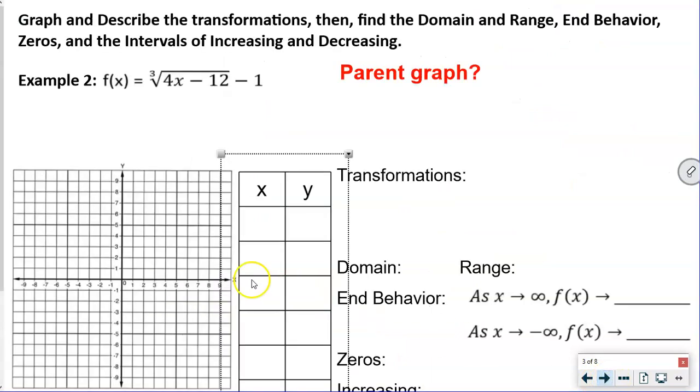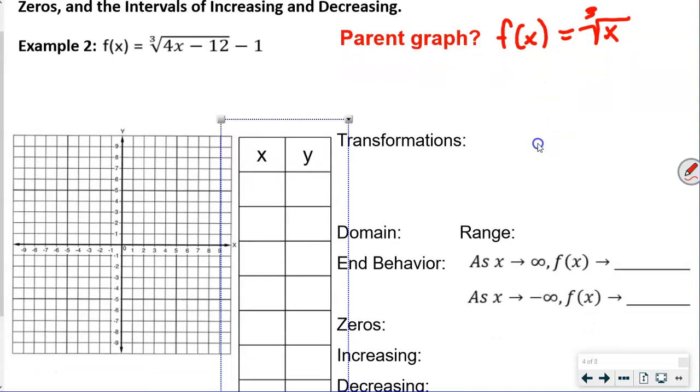Okay, so now the next problem we're going to do, number 2, is f of x is equal to the cube root of 4x minus 12, minus 1. So on this one, again, our parent graph is f of x is equal to the cube root of x, okay? So I'm going to scroll down here a little bit. Now I want to point something out to y'all. Whenever we have something underneath this radical and it can be factored, we want to do that, okay? And it's going to become important as we work this problem, and I'm going to show you why, okay?